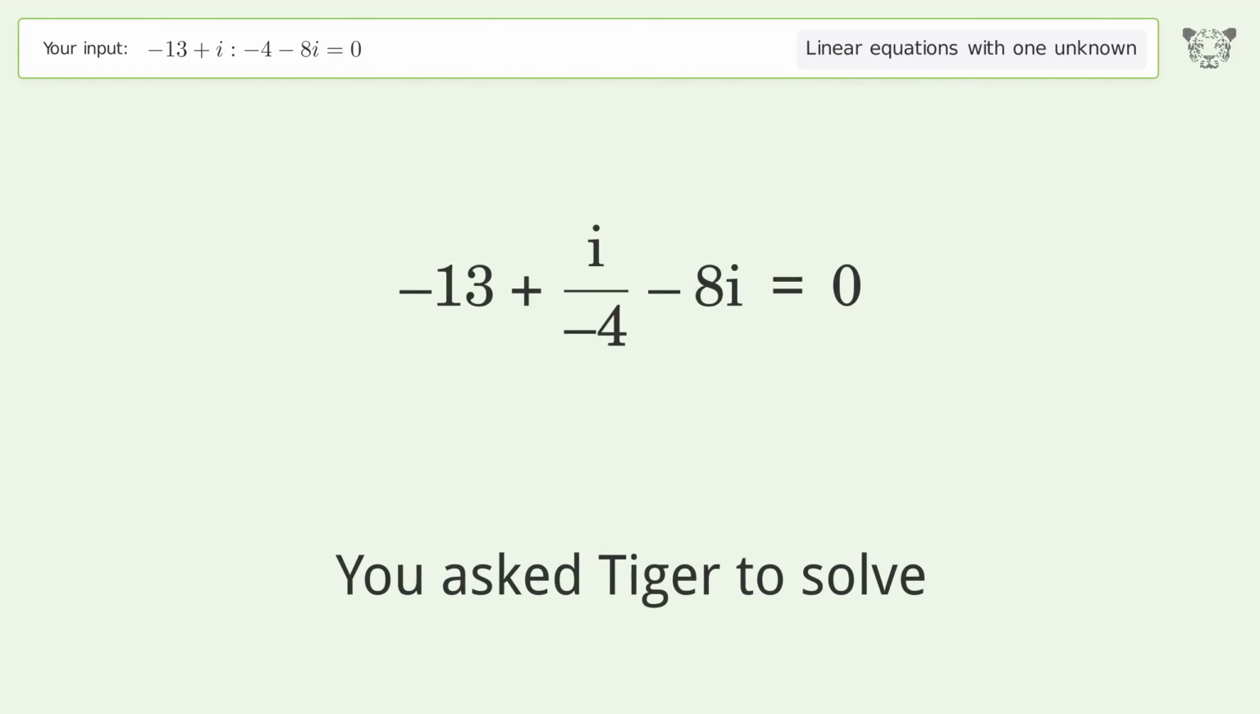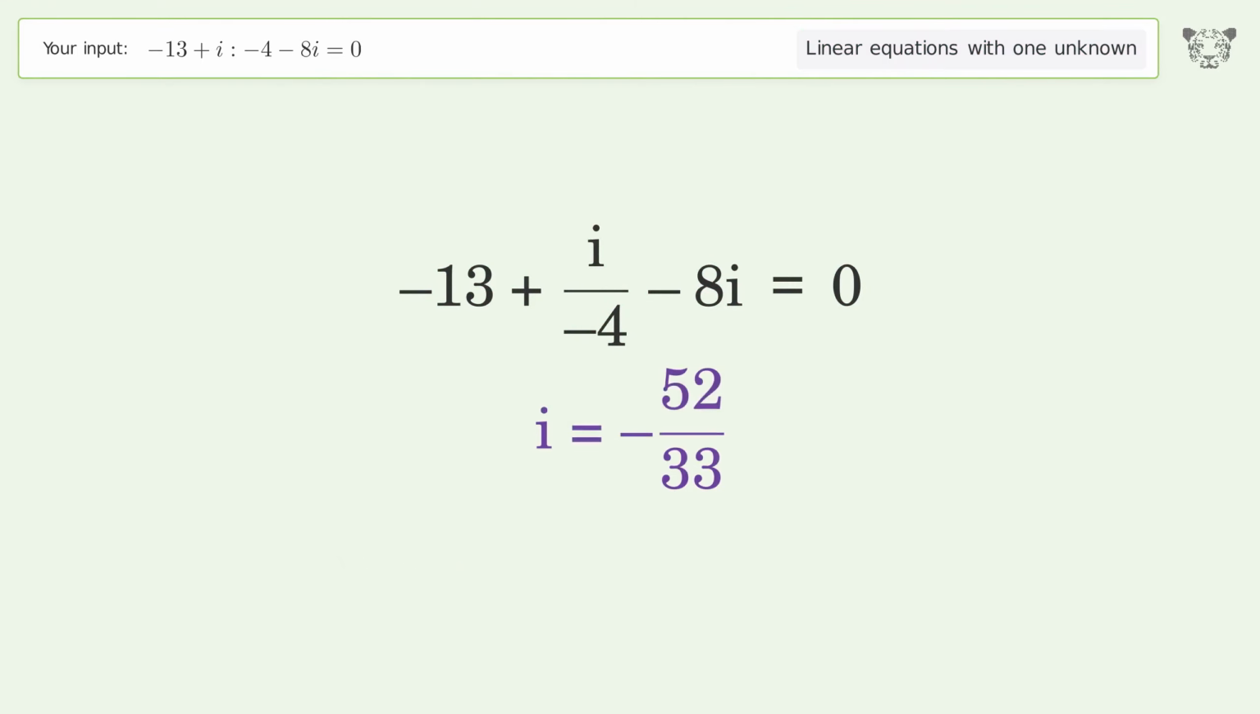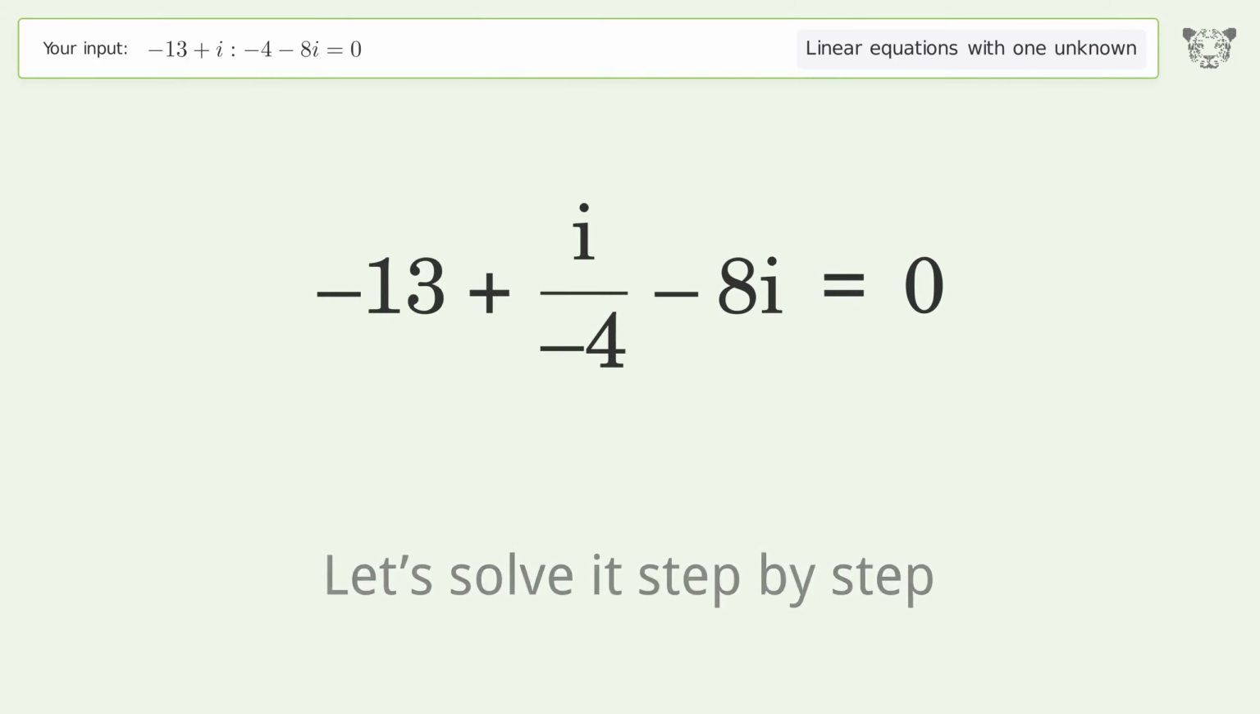You ask Tiger to solve. This deals with linear equations with one unknown. The final result is I equals negative 52/33. Let's solve it step by step.